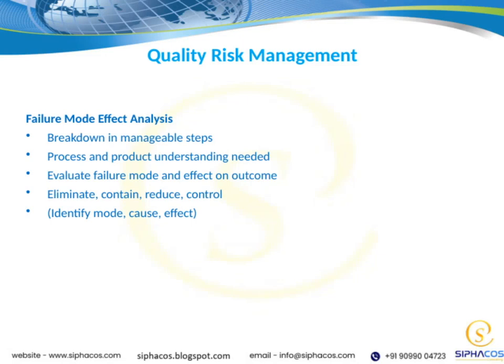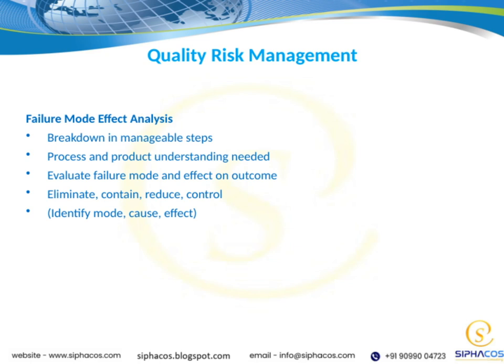Let's talk about failure mode effect analysis, or FMEA for short. The first step is breaking down the process into manageable steps, so we can analyze each part thoroughly. It's really important to have a good understanding of both the process and the product before we dive into identifying potential failures. Next, we evaluate how each failure mode could impact the overall outcome. This helps us prioritize what needs attention most urgently.